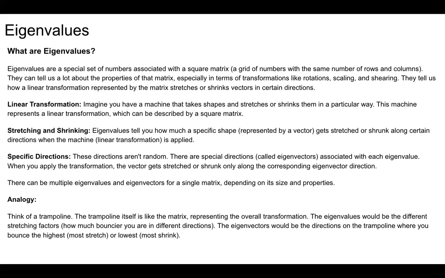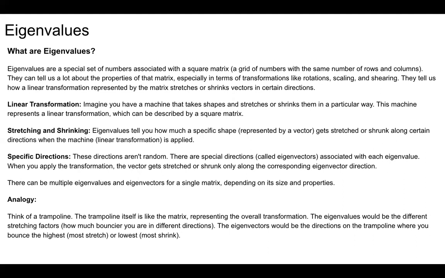So that's a matrix. Eigenvalues tell a lot about the properties of the matrix, especially what happens when you transform or rotate. They tell how a linear transformation represented by the matrix stretches or shrinks in certain directions. Imagine you have a machine that takes shapes and stretches or shrinks them. This machine represents a linear transformation. When it's shrinking or stretching, it's transforming.